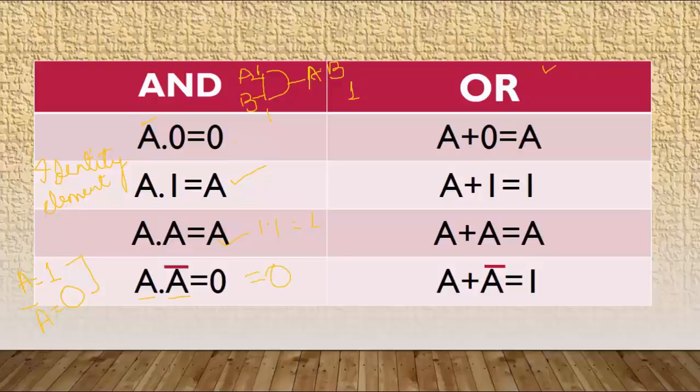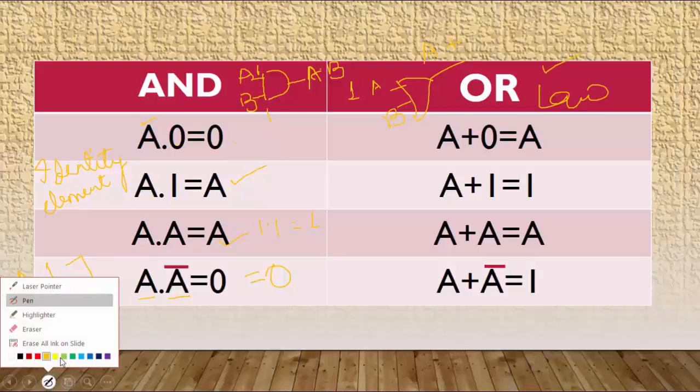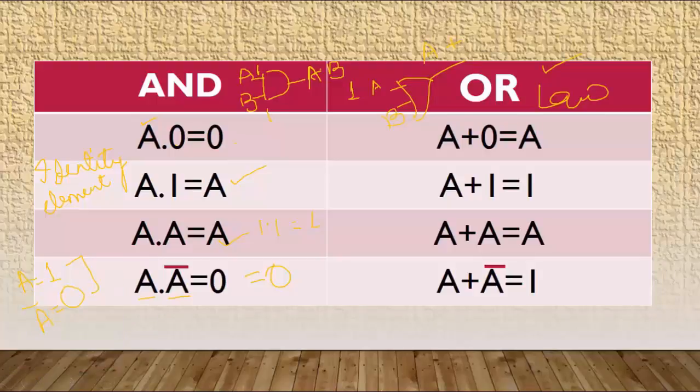Now coming to the OR law, you know the OR gate. Here it is adding, so the output we get is a plus b. Here ORing we are doing a plus 0, meaning if we are adding 0 to this, the value is not changed, so we are getting a. So here 0 is the identity element.